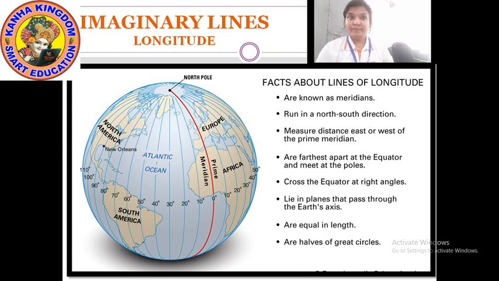Okay. Now, how are these lines of longitudes indicated? If they are in the eastern part, then they will be indicated as E, letter E. And if they are located in the west, then they will be indicated as W. Okay?